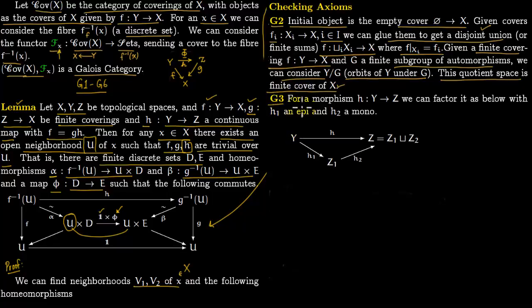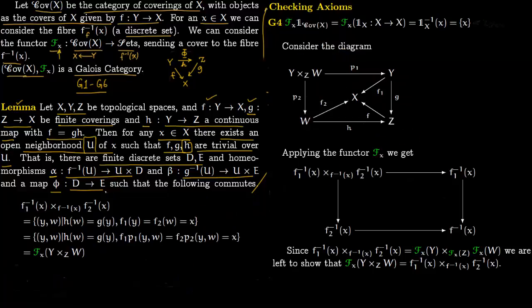G3 is again very standard. So you're given a morphism like this, h from y to z, then you just split it. You write z as z1 disjoint union with z2. So here h1 is an epi and then this h2 is a mono. So you can think of this as a surjective map, and then you think of this as an injective map. So basically you split Z into two parts. One component comes completely from Y, which is Z1, and the other component is the one which does not come from Y.